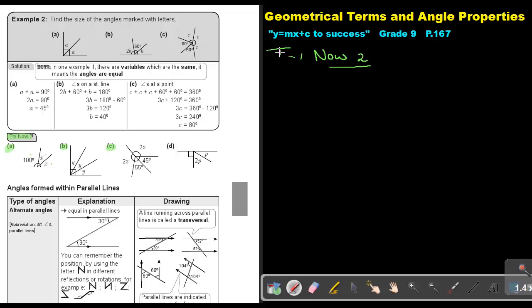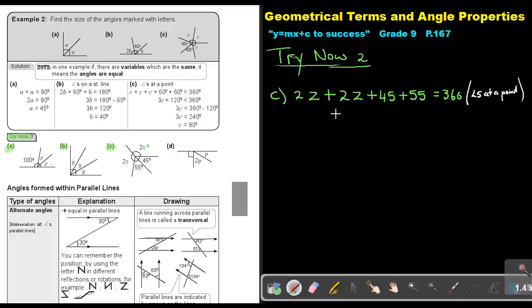So in the last one, this is still try now, and I'm going to look at number C. So number C is a revolution. So what will I say? I'm starting there, so I just start at the point: 2z plus another 2z plus 45 plus 55, and that will be equal to 360. And what's my reason? It's going to be angles at a point.